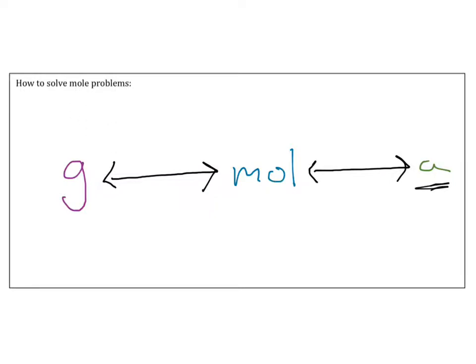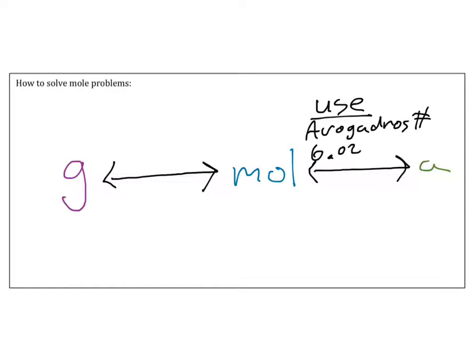We can start with atoms and go to moles. We can go from moles to atoms. And so we can start anywhere on this chart and go anywhere. So we can start with moles and we can go to grams. And so there's not a particular direction that you have to go. Now, when we go between moles and atoms, what we're going to use is Avogadro's number. And Avogadro's number is 6.02 times 10 to the 23rd.